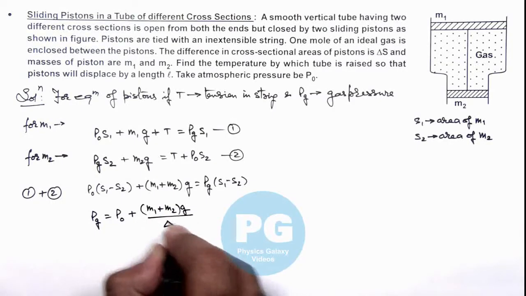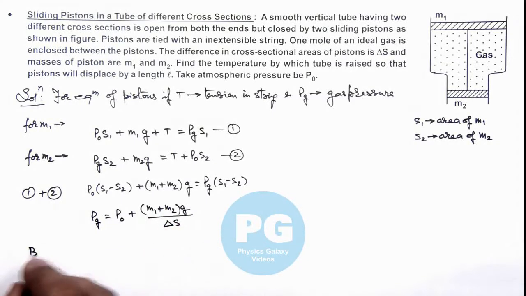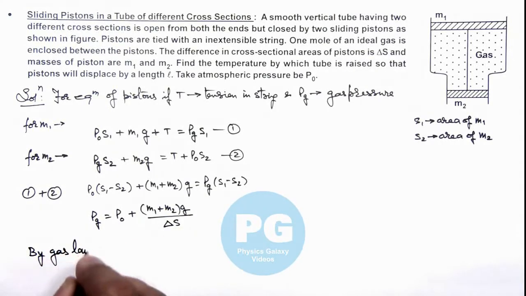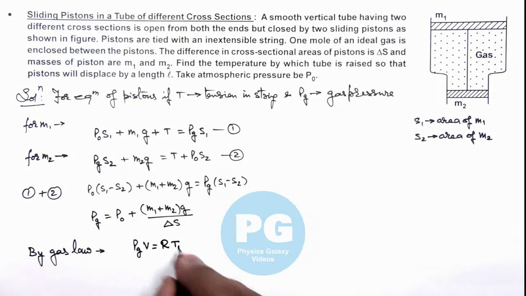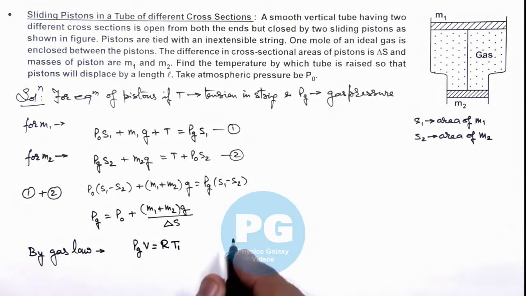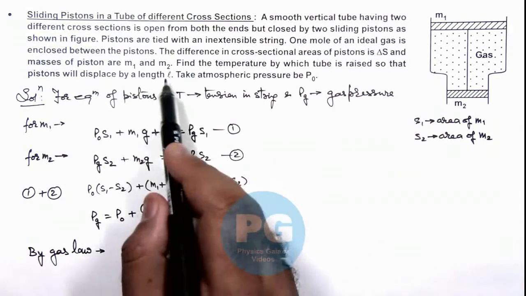So here we can simplify and write that the gas pressure is equal to P0 plus M1 plus M2 multiplied by G divided by delta S. Now we can use the gas law for the gas. As 1 mole of gas is taken, we can write Pg V is equal to RT. We can write it as T1, which is the initial temperature, and if the temperature is raised to T2, then we are given that the pistons are displaced by a distance L.